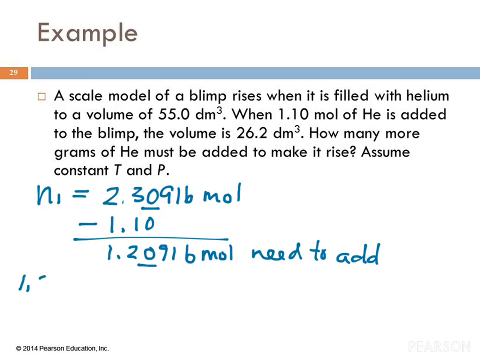So 1.20916 moles of helium. How do we convert that to grams? The molar mass of helium. So we're going to have grams on top and moles on the bottom. We look at the periodic table. 4 point, how many zeros? 2 zeros and then a 2? Okay. I can't quite see it from here. 4.002 grams per mole.